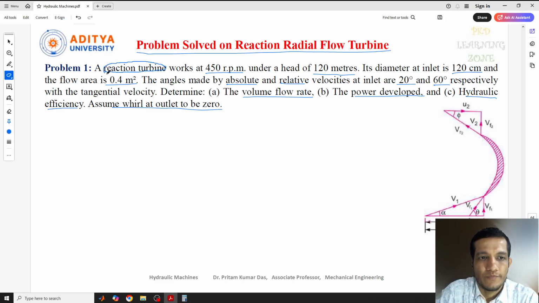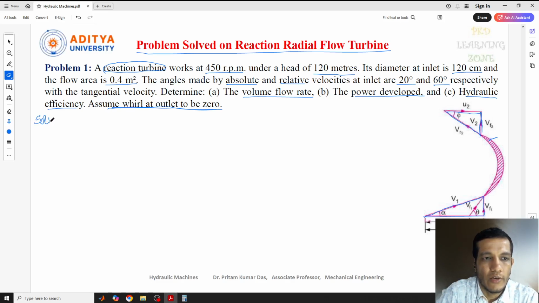For this problem, the diagram I have taken here: this is the blade and this is the impact of jet at the inlet condition, and this is the component of the velocity, horizontal and vertical, and this is the outlet velocity triangle here. So whirl velocity at outlet condition 0 means it will be 90 degree here. So what data are given in this question? Let's write this down, then we'll go for the answer.